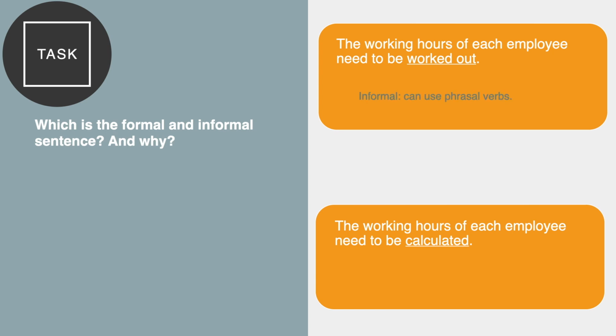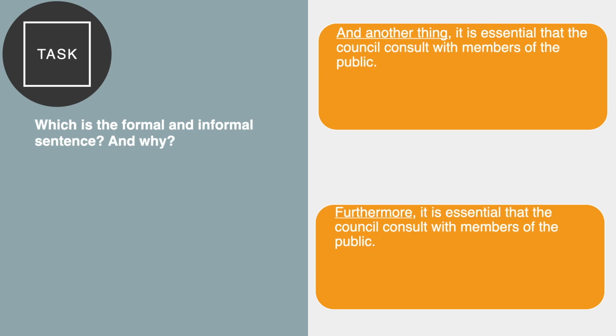So, the first sentence is informal. This is because you use a phrasal verb. In formal sentences, you want to avoid phrasal verbs. Next, which is the formal and informal sentence, and why? Pause the video and press play when you're ready to go on.